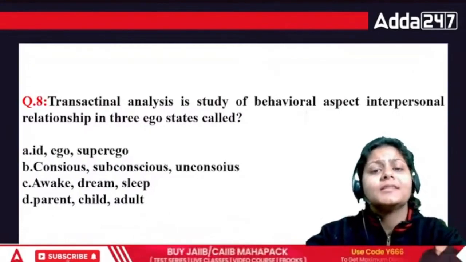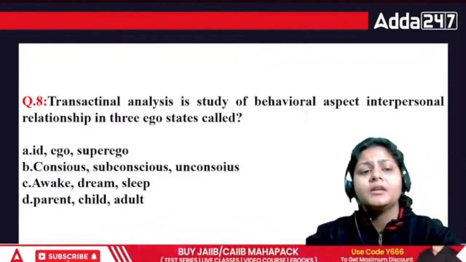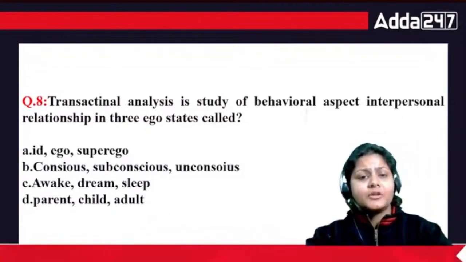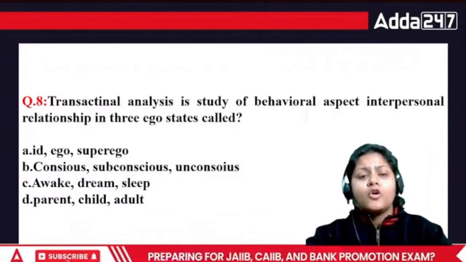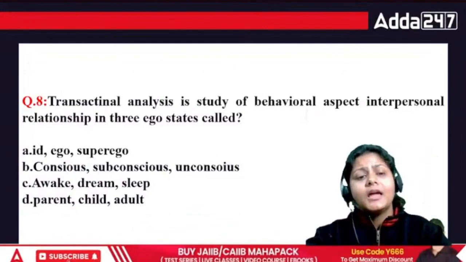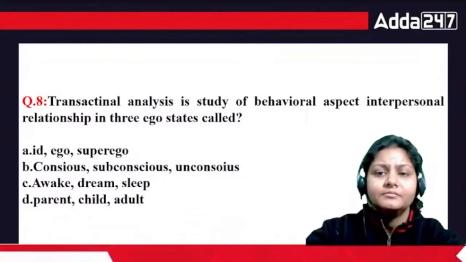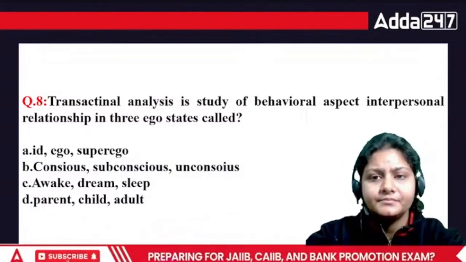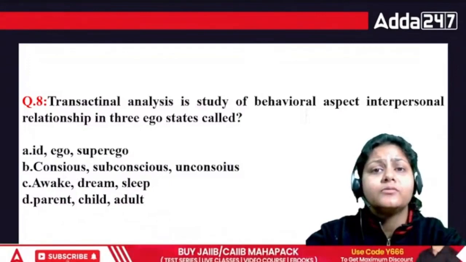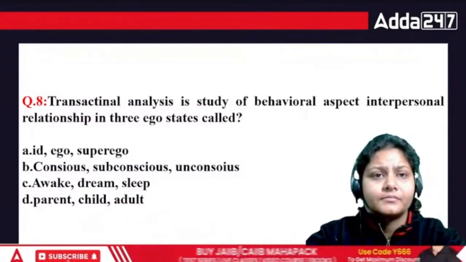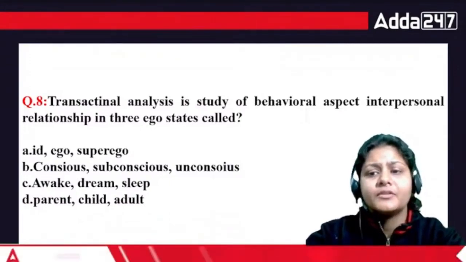Now transactional analysis is a study of behavioral aspects of interpersonal relationships in the three ego states. Is it id, ego, superego; conscious, subconscious, unconscious; awake, dream and sleep; or parent, child and adult? Which one is the right answer? Transactional analysis, it includes what? Which one is the right answer?